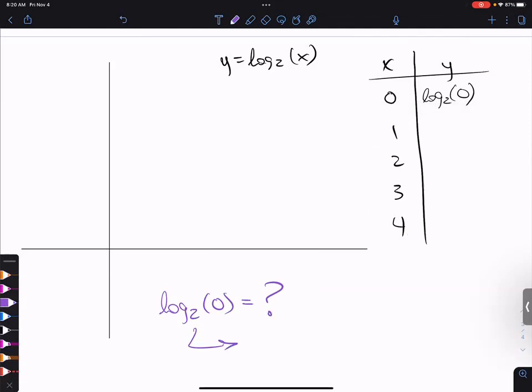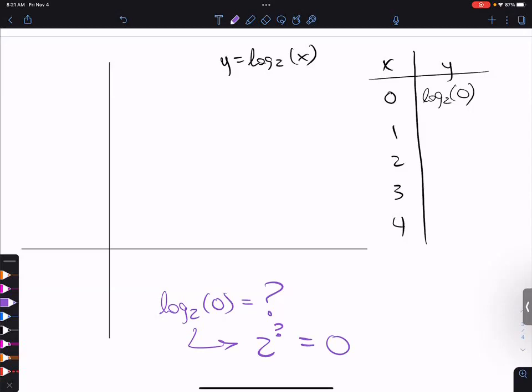Think about what that would look like as an exponential, right? Base 2 raised to the, I don't know yet, equals 0, just rewriting this as the equivalent exponential. So 2 to what power gives you 0? There's not one, right? That doesn't have an answer.